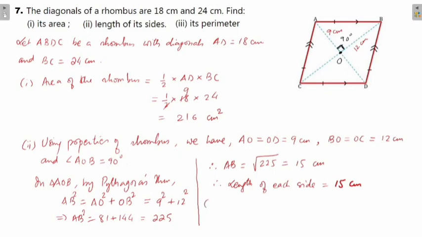So third answer will be perimeter. That's what they're asking us. So perimeter will be, now all of you know length of each side. That means all the sides will be equal. So that's why perimeter will be 4 into each side, that is 4 into 15. So this turns out to be how much? 4 into 15 is 60 centimeter. So this is my third answer, this is my second answer, and this is my first answer, right? So you may pause the video and note down your solution.